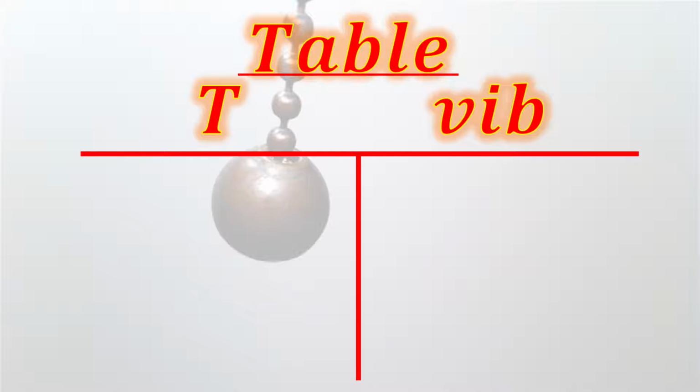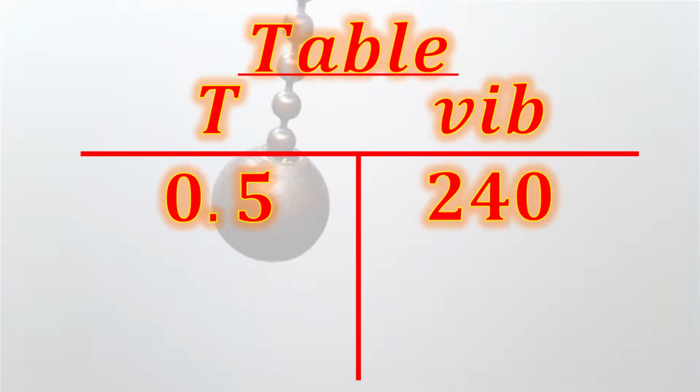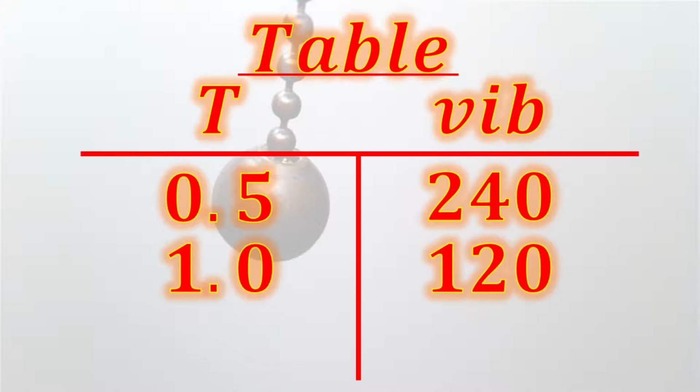So let's say I timed a pendulum to half a second. Okay, that's back and forth in half a second. I also counted the fact that it made 240 vibrations. That means it went back and forth 240 times. Okay, I tested another pendulum and it gave me a back and forth rate, a time period of 1 second, and it had 120 vibrations.